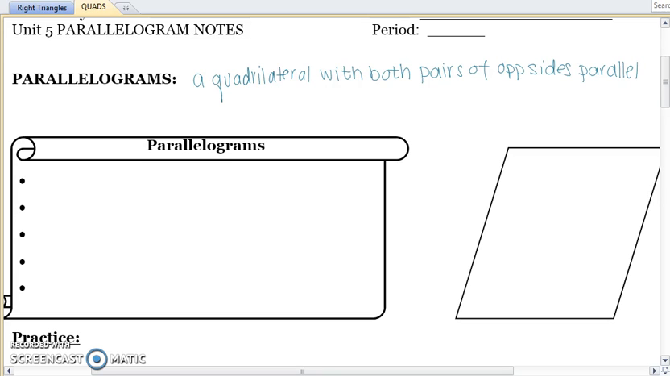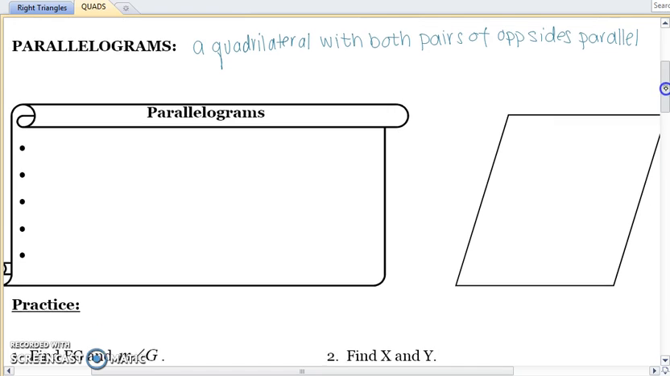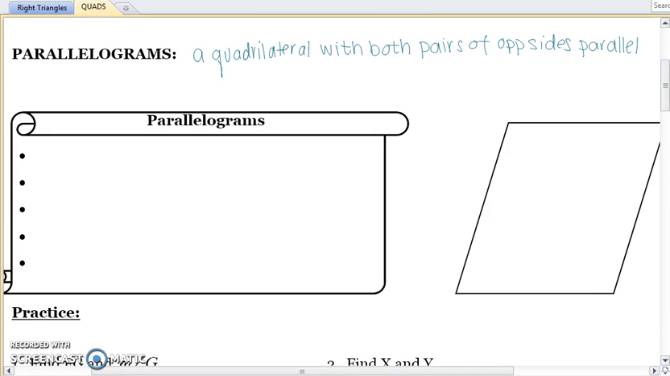Our parallelograms will have some specific descriptions or specific characteristics that allow us to call them parallelograms. So we know that both pairs of opposite sides are parallel. So what we can do is put our arrows showing that they are parallel. Given that we have a parallelogram, we can also assume that opposite sides are congruent. So I can include those lovely tick marks.